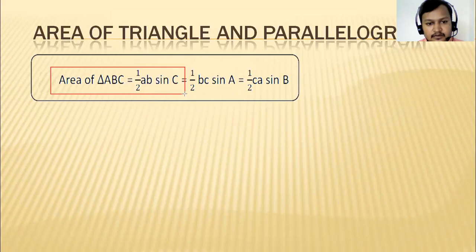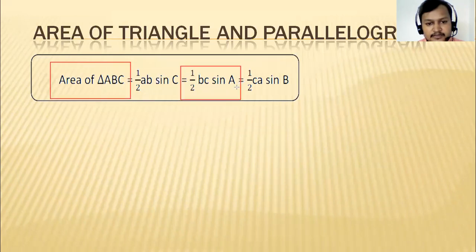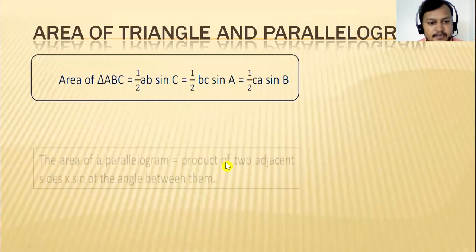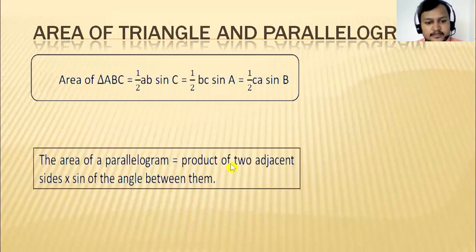Area of triangle is equal to 1/2 ab sin C, or area of triangle is equal to 1/2 bc sin A. Which angle is given to us? According to that angle, we have to use these formula. Or area of triangle ABC is equal to 1/2 ca sin B. And next one is area of parallelogram. Area of parallelogram is product of two adjacent sides into sine of the angle between them. Product of two sides. Let me make one parallelogram here.